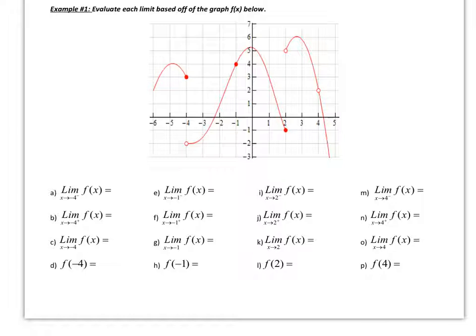Okay, now let's look at the second column. As x approaches negative 1 from the left, what is the limit? So here's negative 1, here's the graph from the left. The y value is 4.